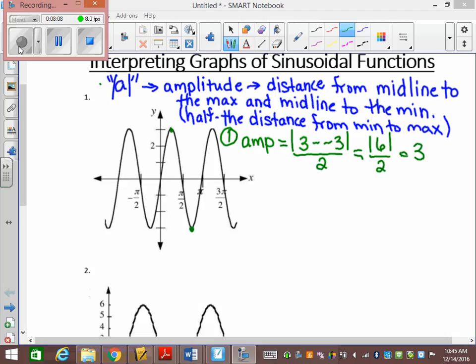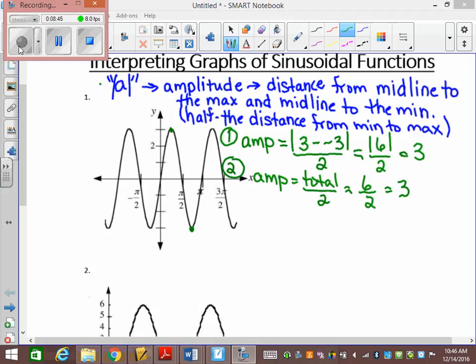Or method 2, the amplitude is the total distance from min to max. So count them: 1, 2, 3, 4, 5, 6. I'd have to travel 6 blocks to get from the minimum to the maximum, correct? And then I just have to divide by 2. So it's 6 divided by 2, which is 3. Whichever way you like, as long as you get the right answer, I don't care, right?